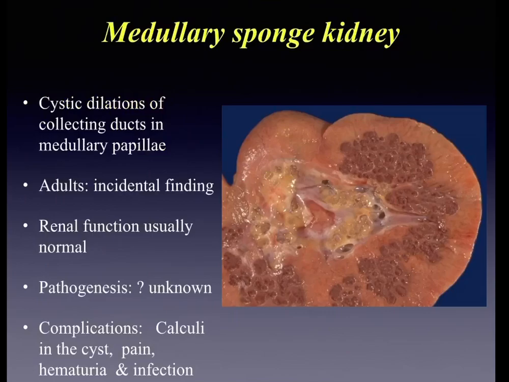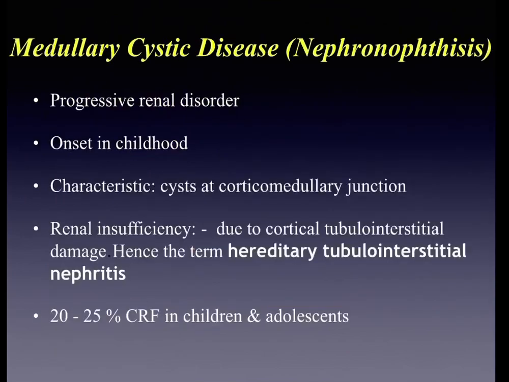In adults, sometimes it can be just an incidental finding because the renal function will be normal, but sometimes it can result in complications like calculi formation in the cysts. Then it can result in pain, hematuria, and signs and symptoms of infection.